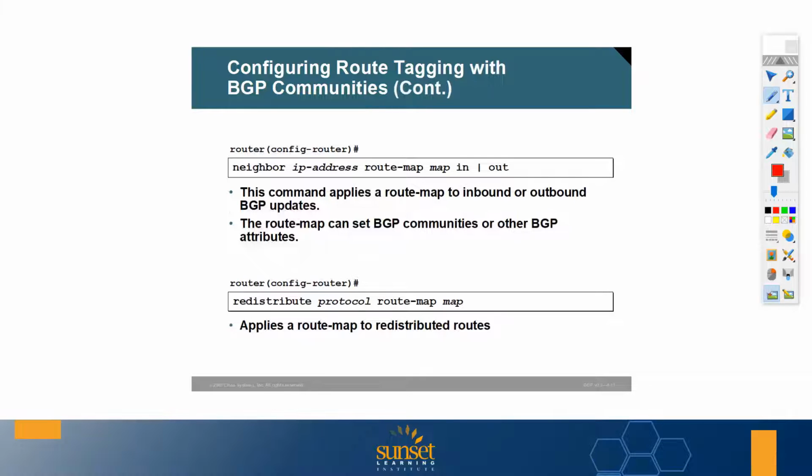And then what we're going to have to do is apply that route map either inbound or outbound to a neighbor. So again, underneath BGP, we'll say neighbor, the IP address of that neighbor, route-map, and the name of your route map, typically on the way outbound to that neighbor. So we're setting those community strings as it goes outbound. Like we said, we can also set community strings as we redistribute from one routing protocol into BGP as well.